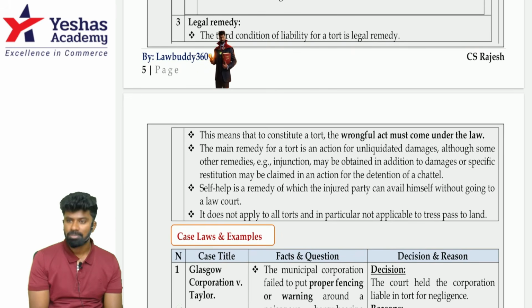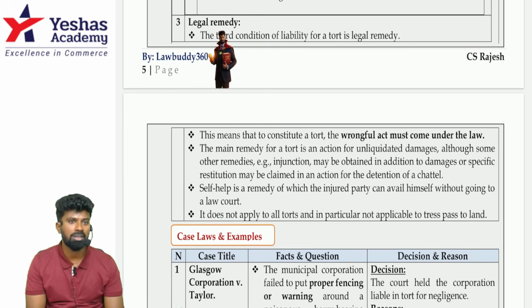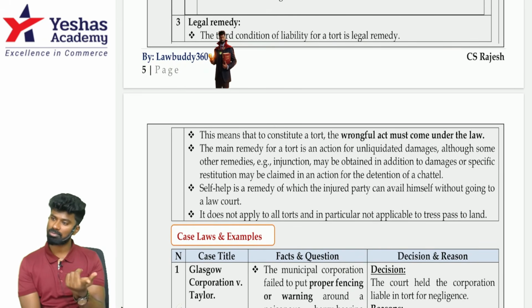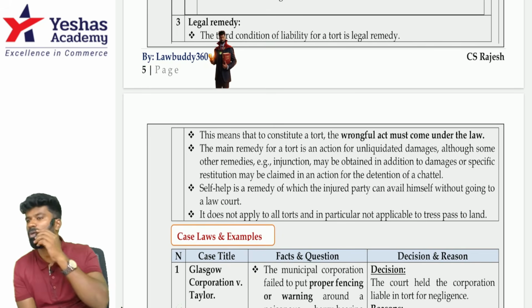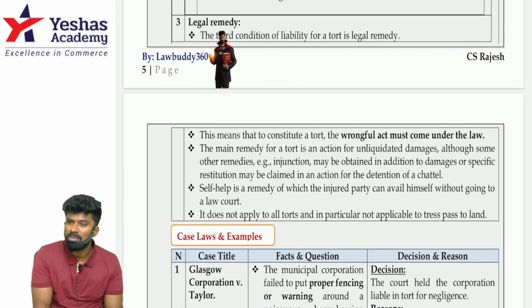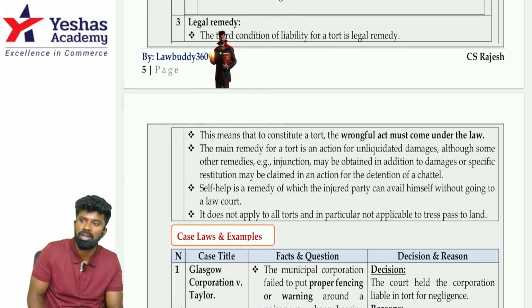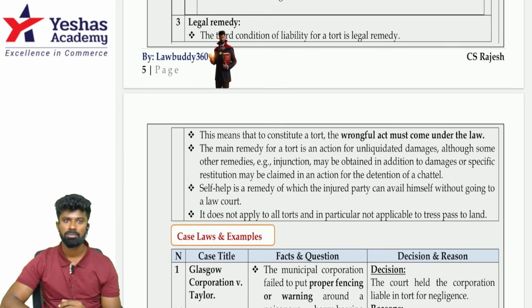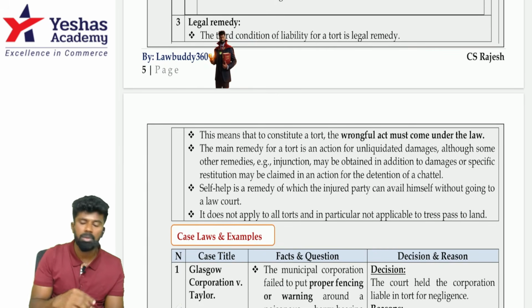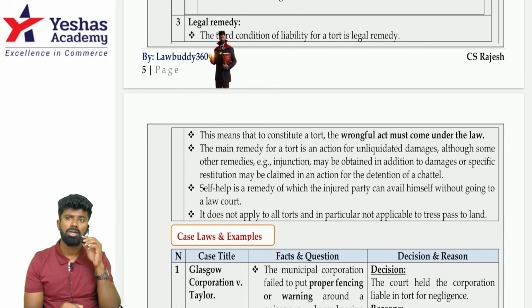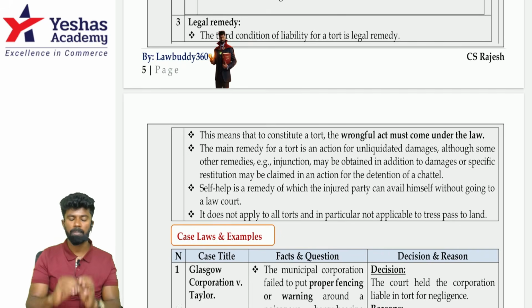Self-help is also a remedy, one of the remedies available in case of tort. But the main remedy is unliquidated damages, along with self-help. What is self-help? If somebody trespassed your property, you can evict him from your house. That is also one of the remedies. But along with that, the major remedy you have in case of tort is compensation, or a suit for unliquidated damages.